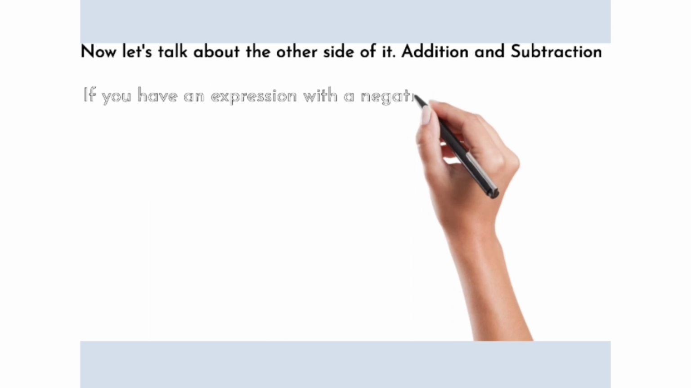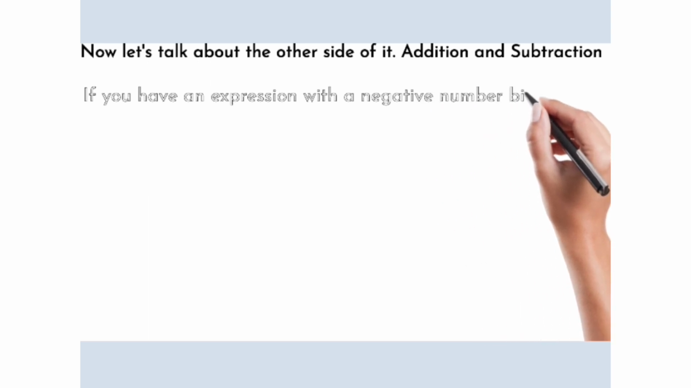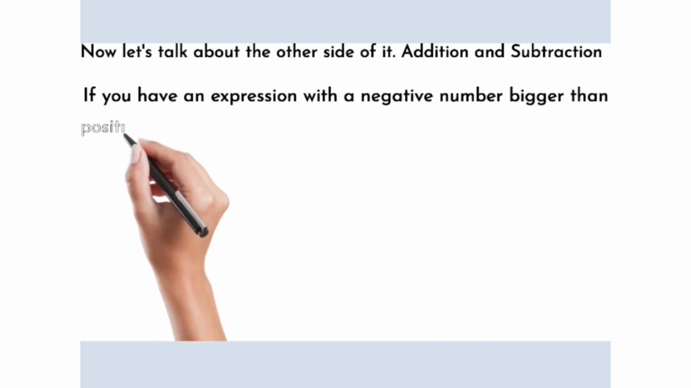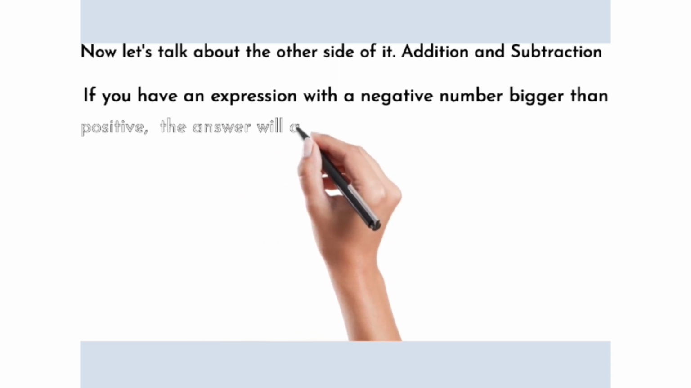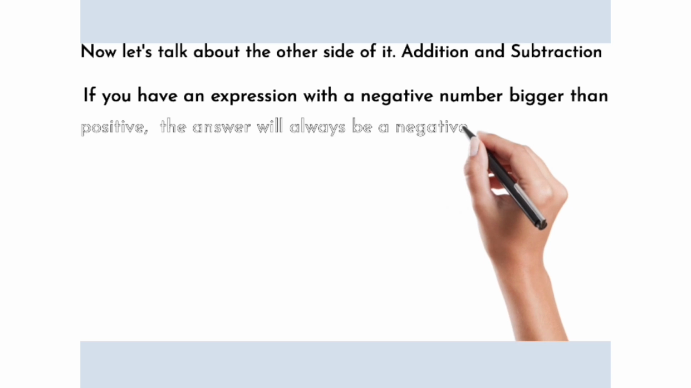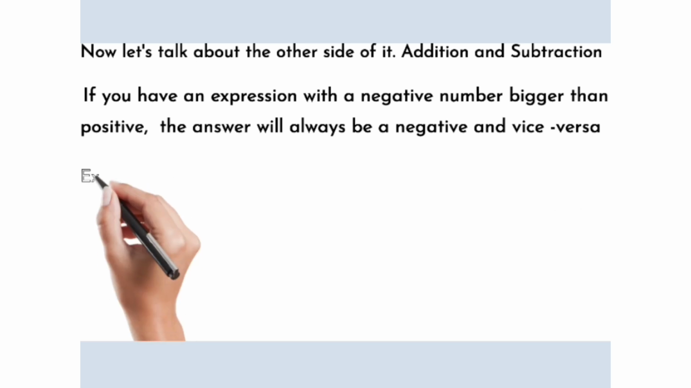We are superimposing addition and subtraction on multiplication operation. I said if you have an expression with a negative number bigger than the positive, the answer will always be negative, and vice versa.